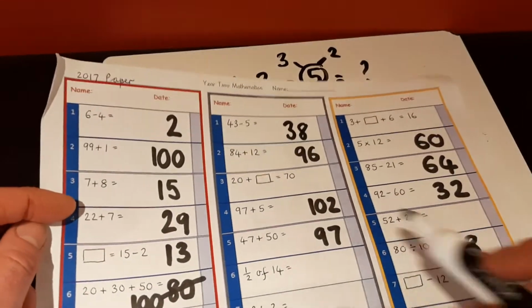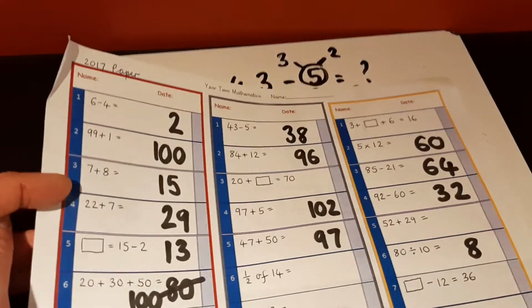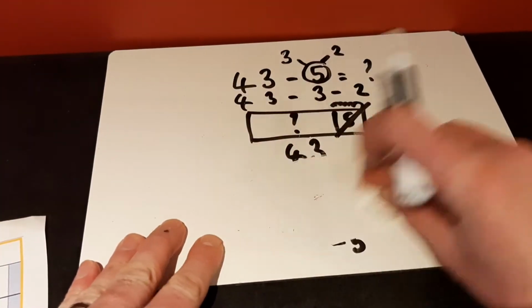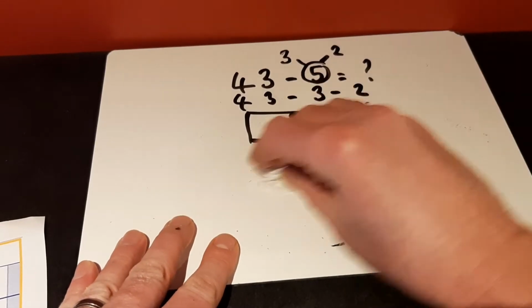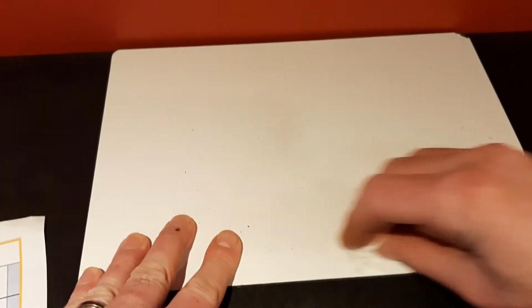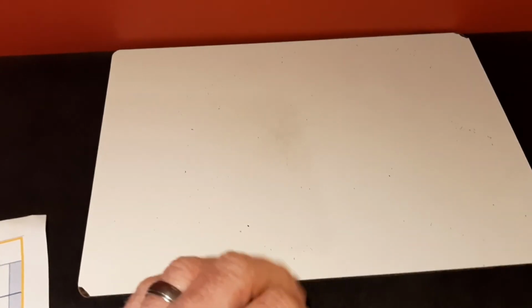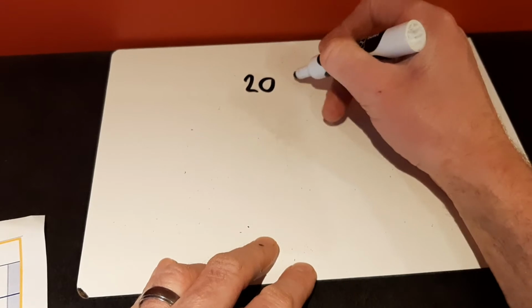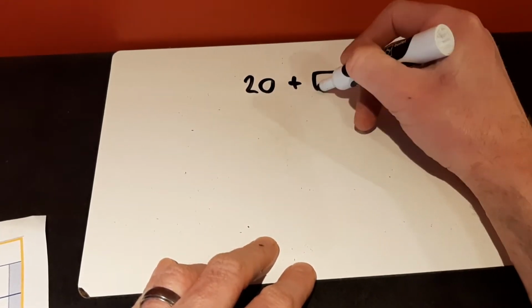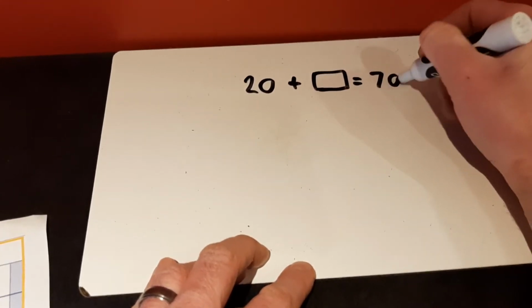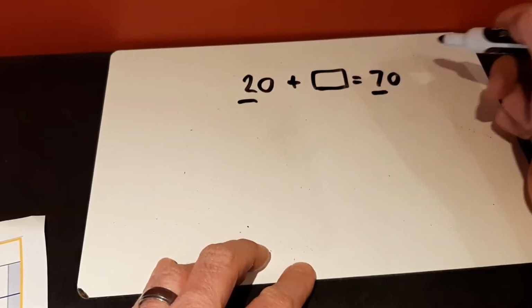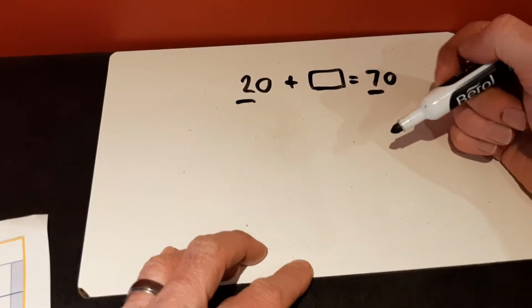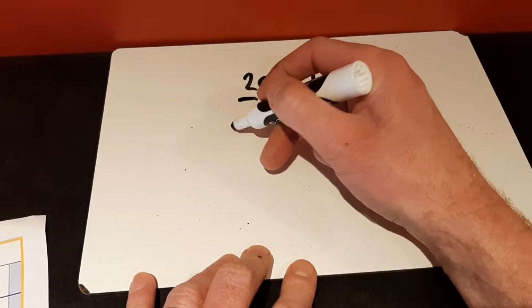The next question is 20 add an unknown equals 70. So again, a bit of pattern sniffing here. Especially if you know that 2 add 5 equals 7. Same here, 20 add an unknown equals 70. So you've got the 2 and the 7. If you know that 2 add 5 equals 7, you're laughing.